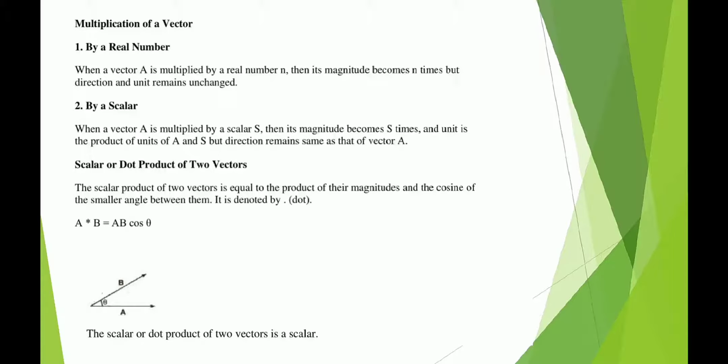Scalar or dot product of two vectors. The scalar product of two vectors is equal to the product of their magnitudes and the cosine of the smaller angle between them. It is denoted by a dot. A dot B is equal to AB cos theta, where the two vectors A and B make an angle theta. The scalar or dot product of two vectors will always be a scalar.